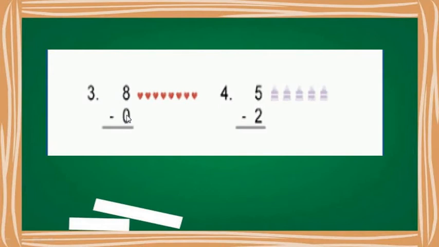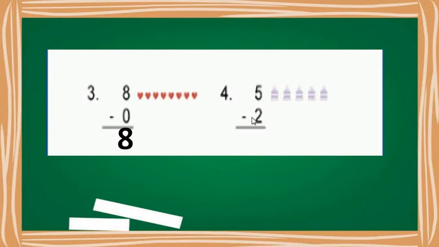Sum is 8 minus 0. What is the sum? 8 minus 0. Now what should I do? Should I cross out any object out of the given? No, because the sum 8 minus 0 means I don't need to cross out any object. So what will be the answer? The number itself. 8 minus 0 is equal to 8.